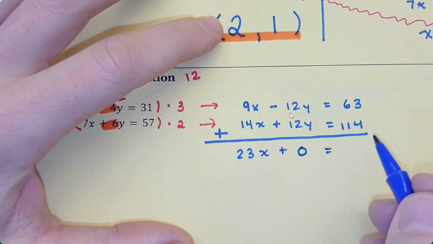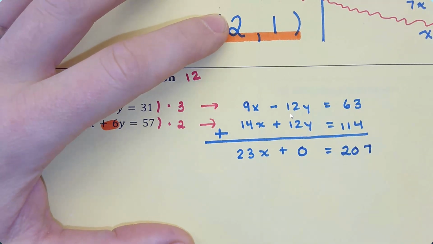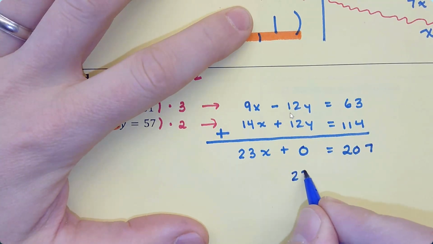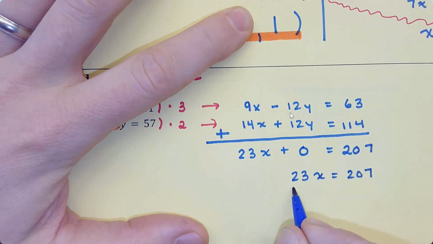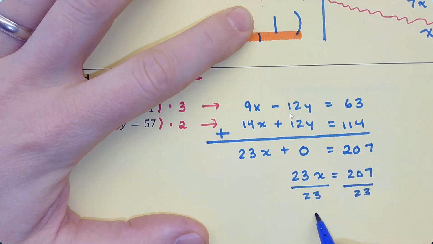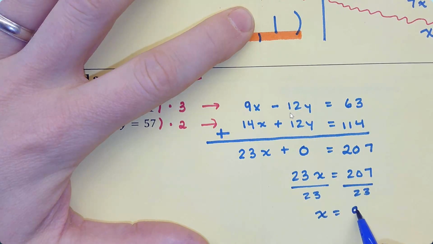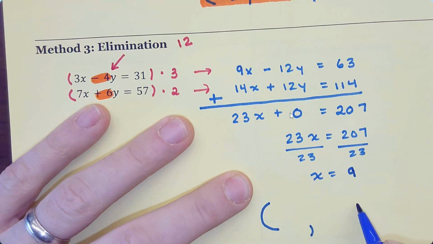63 plus 114 is 207. So this equation simplifies to 23x is equal to 207. I'm going to divide both sides by 23 to determine the value of x. 207 divided by 23 is 9. So we're almost done.